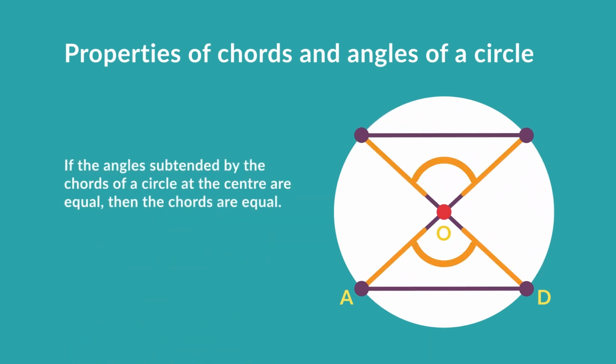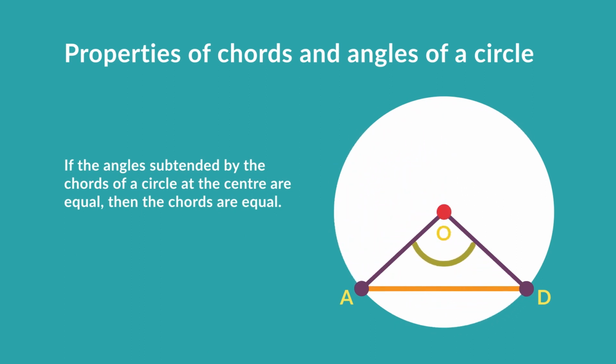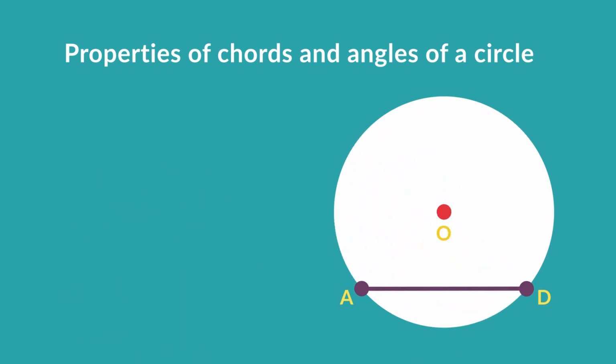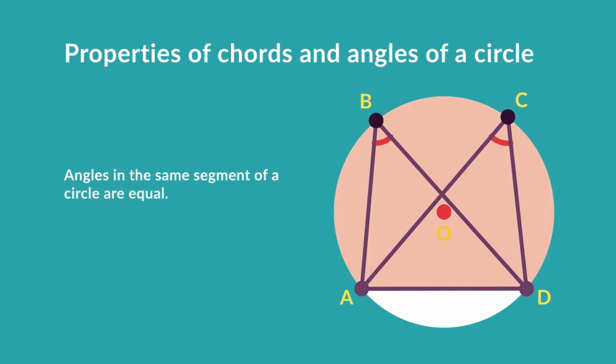Therefore, if the angles subtended by the chords of a circle at the center are equal, then the chords are equal. Angles in the same segment of a circle are equal.